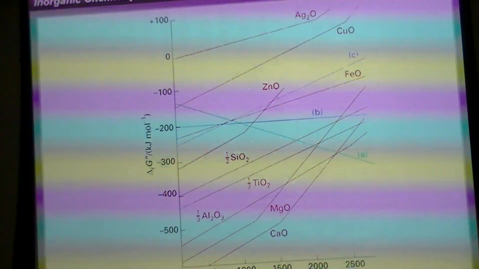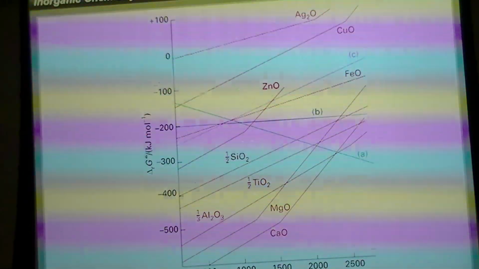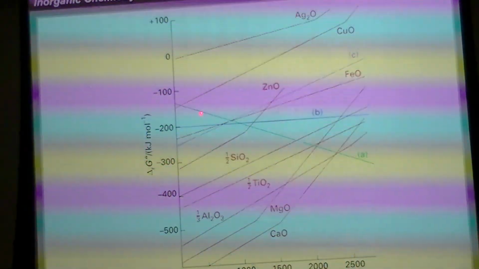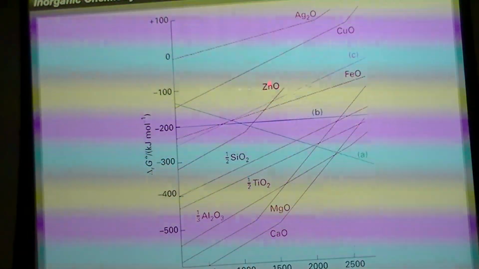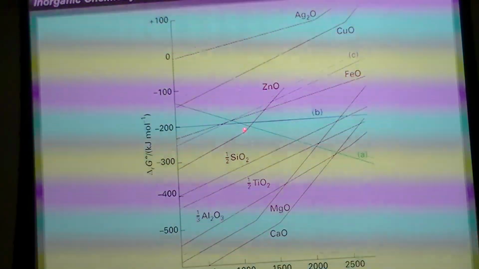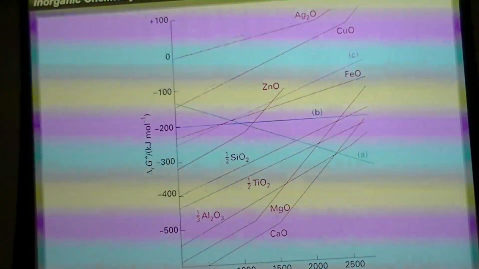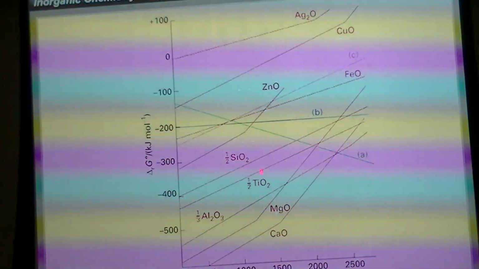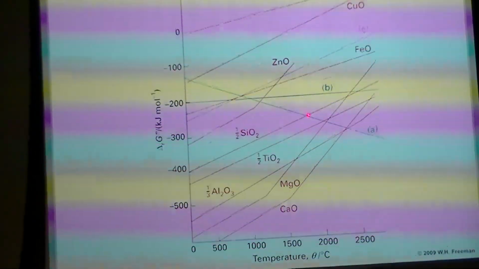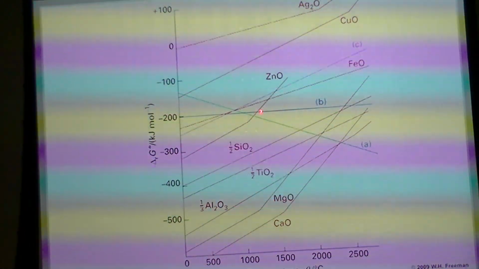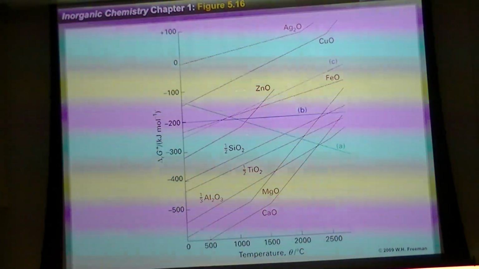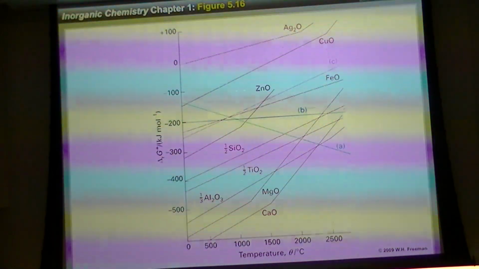So let's take, for example, zinc here. At room temperature, carbon cannot be used to reduce zinc oxide into zinc. But if you increase the temperature, at some point the zinc oxide line crosses the carbon to carbon monoxide line. When that happens, at that temperature specifically, which is about 1200 degrees Celsius, the reaction of carbon becoming carbon monoxide and zinc oxide becoming zinc metal will be favorable. That's what you do in these kinds of diagrams. You look for the crossing points, and then you will be able to see what kind of reactions you can make.